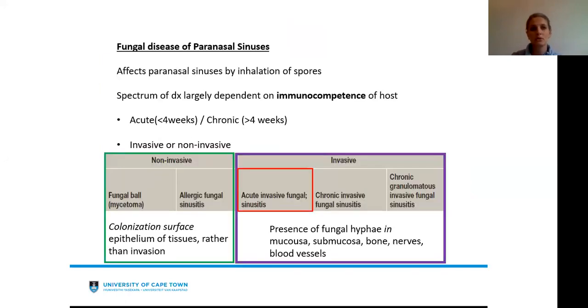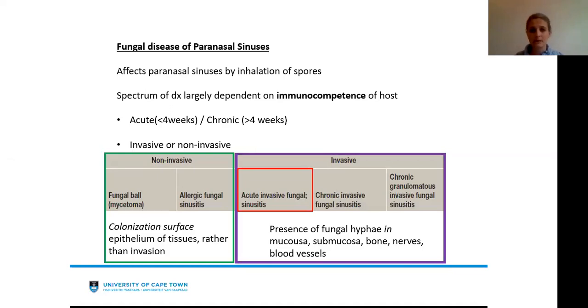So really, I wanted us to talk about fungal disease of the paranasal sinuses. In essence, it affects the paranasal sinuses by inhalation of spores. And then the spectrum of disease depends very largely on how immunocompetent the host is after the inhalation of spores. It's broadly divided into 2 categories. It can be subdivided according to duration. So as Raphael mentioned, it can either be acute or chronic, acute being less than 4 weeks and chronic being more than 4 weeks. Or it can be subdivided into invasive or non-invasive.